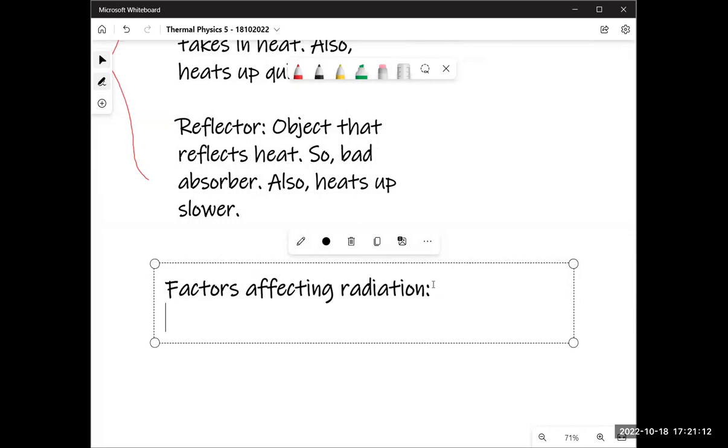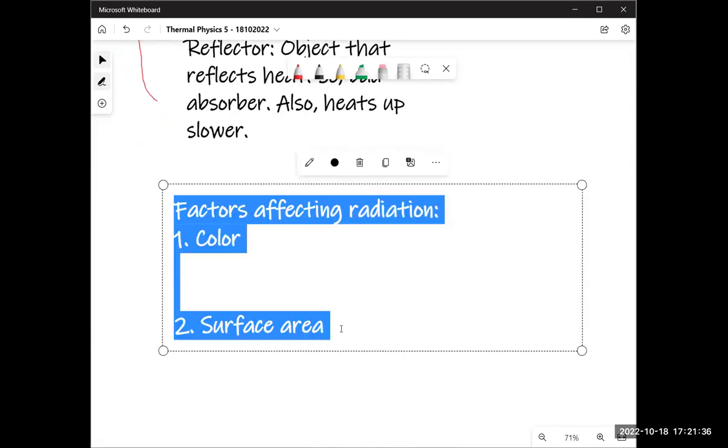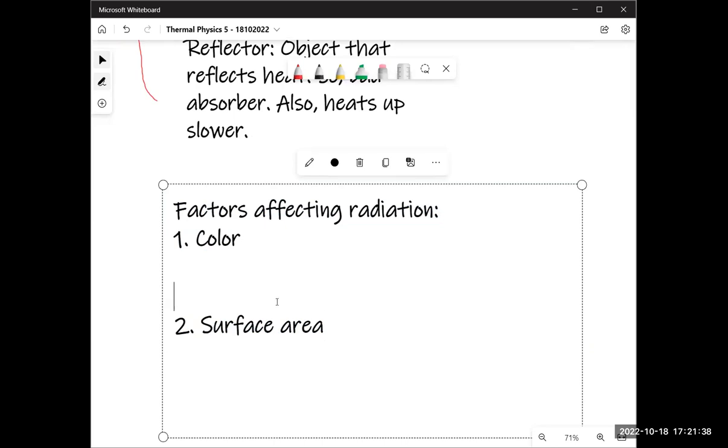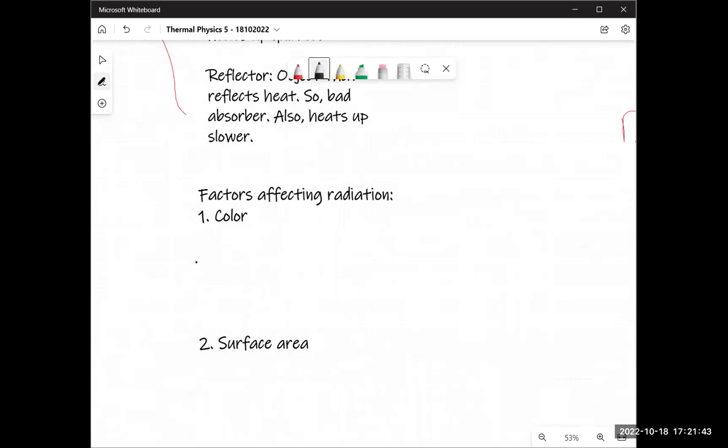Now what I have to understand over here is the factors. First factor is color. Color. Second thing is, let's say, what else do we have? We have color and we have surface area. These two things. Now let's see how color and surface area affect things. Okay, I'm going to make a table for you. You have to make the same table in your notebook. Let's make it like this.